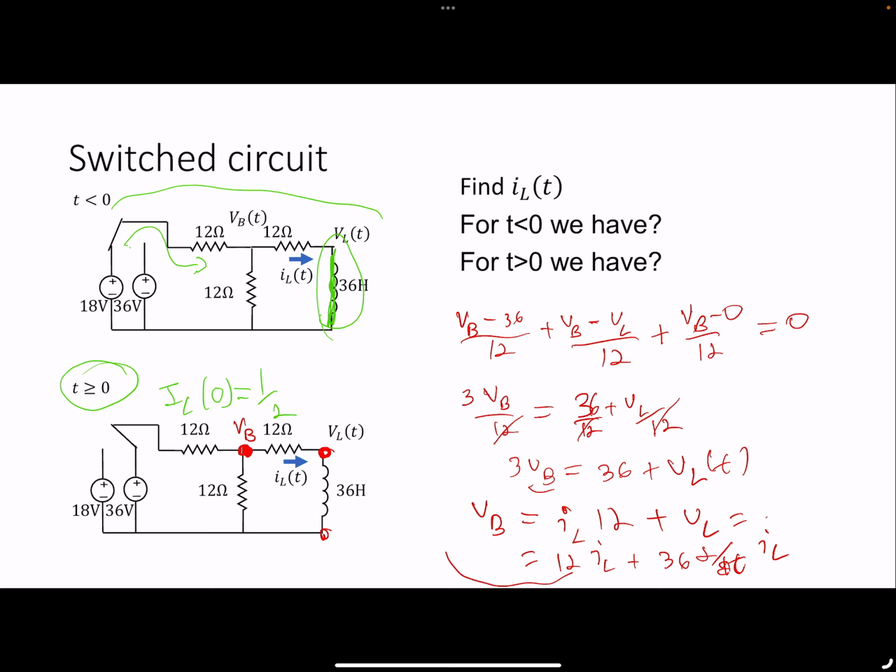So now we can just plug that back into here, and then that's going to give us our equation for... And then this is also 36 d/dt for IL. We can plug that back into there, and then that's going to give us an equation just in terms of IL. Is that clear to everyone or no?